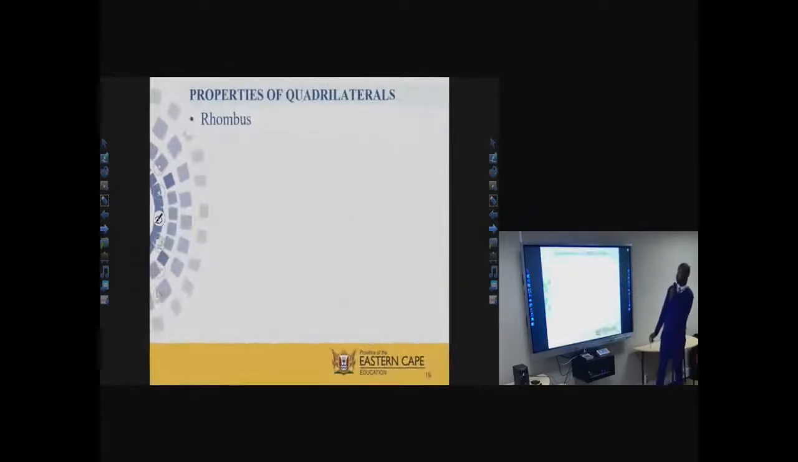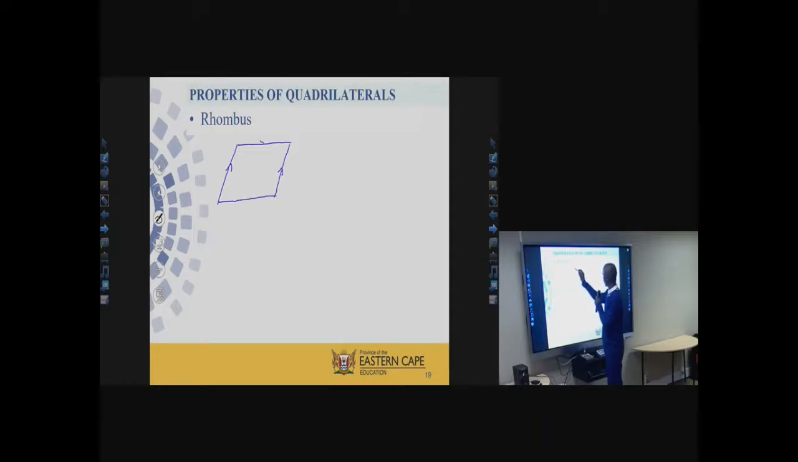Now let's go to a rhombus. A rhombus is a special type of parallelogram because not only are these two sides parallel to each other, and these ones parallel to each other, but all these sides are equal. All these sides are equal. Which means a rhombus is a special type of parallelogram. Opposite sides are equal and parallel. But most importantly, all sides are equal.